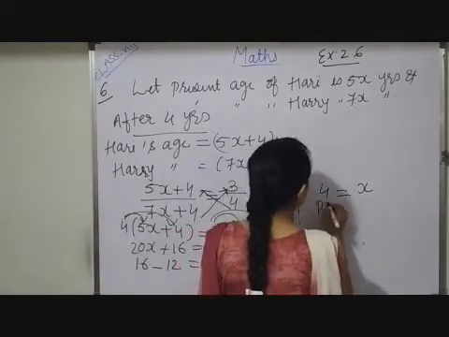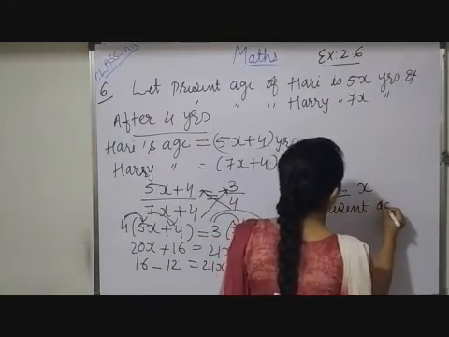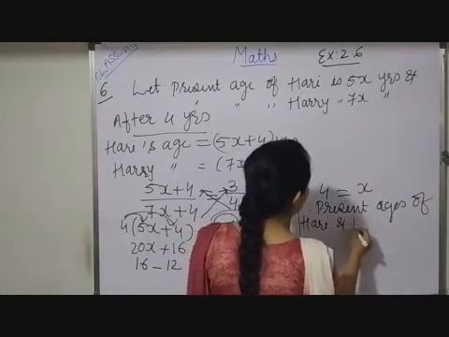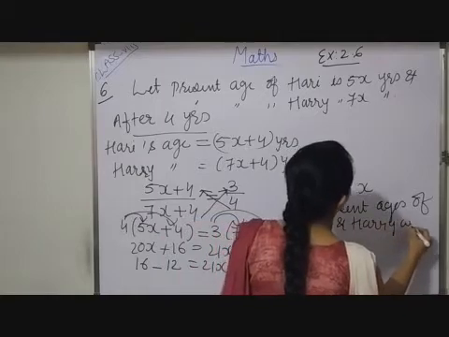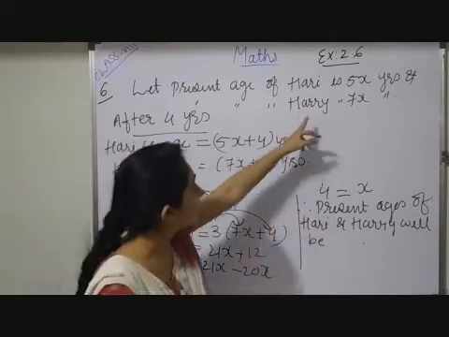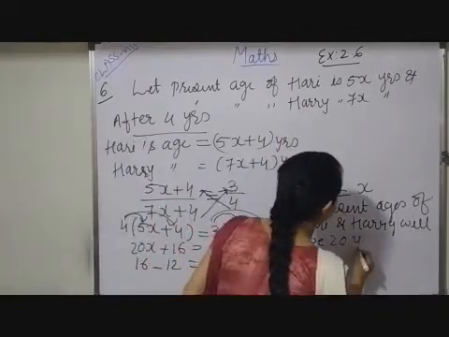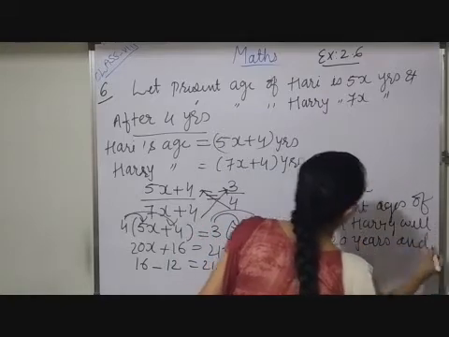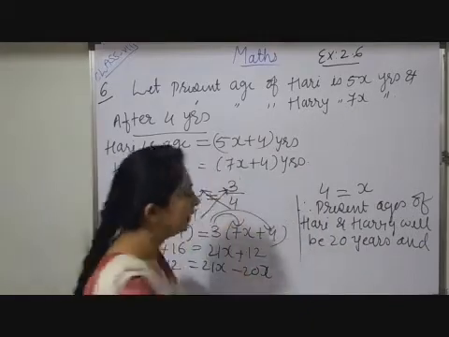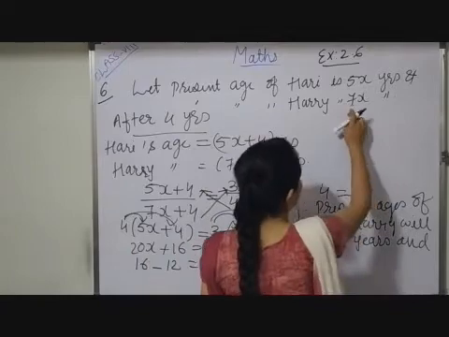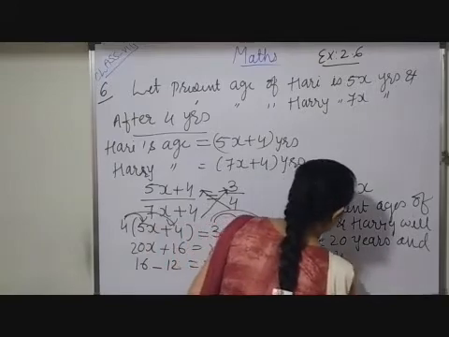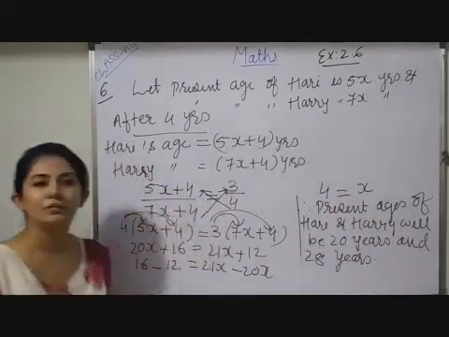But here we have to find the present ages. So therefore the present ages of Hari and Harry will be: Hari's age I have assumed 5x, that is 5 into 4, 20 years. And Harry's age that I have assumed is 7x, so in place of x I will put 4. So 7 4s are 28 years. Like that you can solve it.